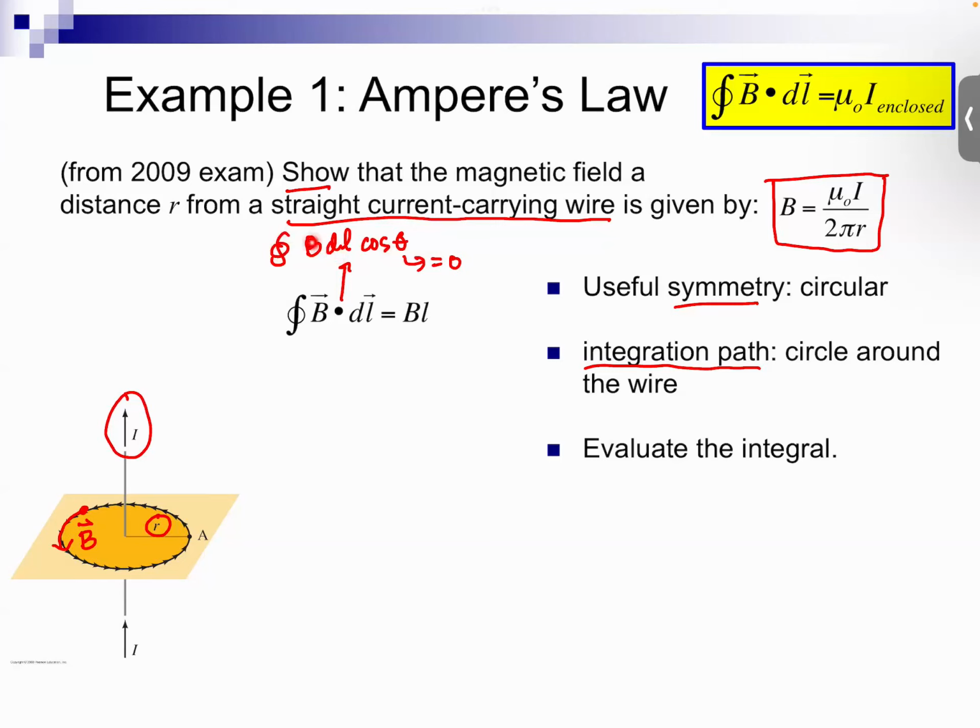And B is constant, so you take it out of the integral. Hence, you're just evaluating the integral of dl, which is equal to L. So this illustrates that by choosing the correct symmetry, one that mimics the direction of the magnetic field, this integral just reduces to B times L. The question now is, what is L? L is the length of the integration path. It's circular. Hence, the length is equal to the circumference of the circular path, where r is the radius of your circular path.